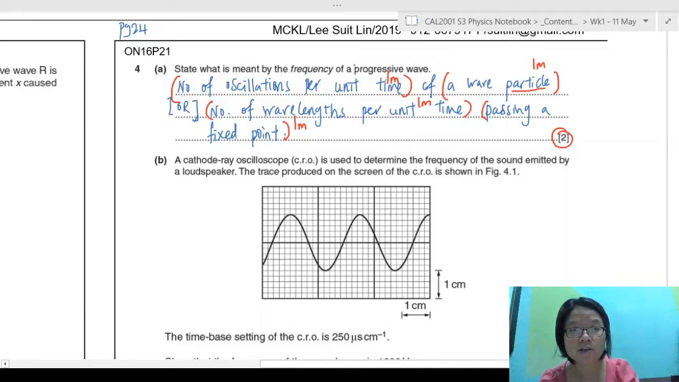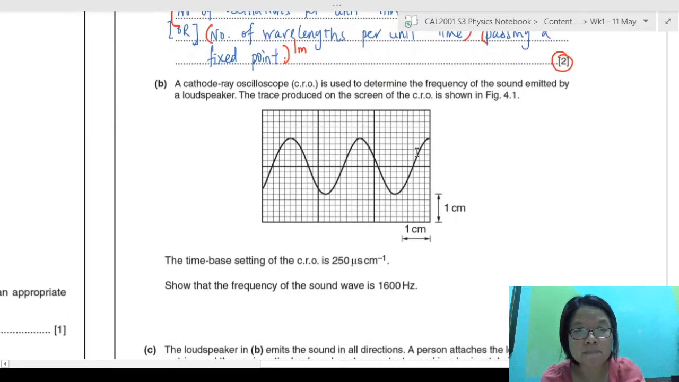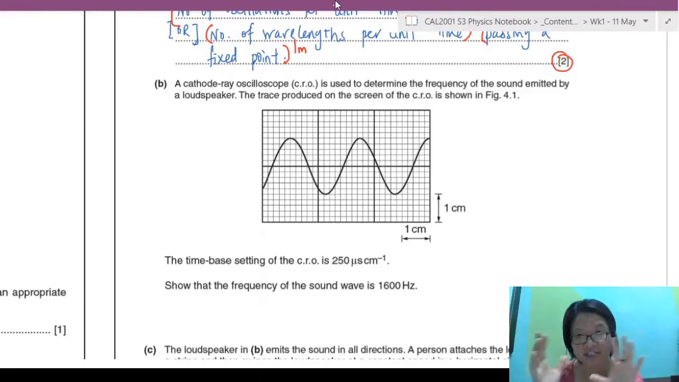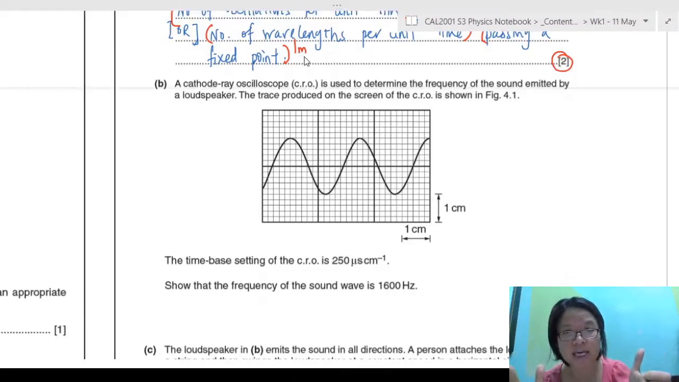All right. So in part B, 1 mark each. The reason why we say passes a fixed point is because it's a progressive wave. Okay, in part B, a cathode ray oscilloscope, a CRO, is used, and then you get this tracing. You are asked to show that the frequency is 1006 Hertz. So the first thing you should do is to count the wavelength. Now, you always have a problem when the wave is neither here nor there in your scale.